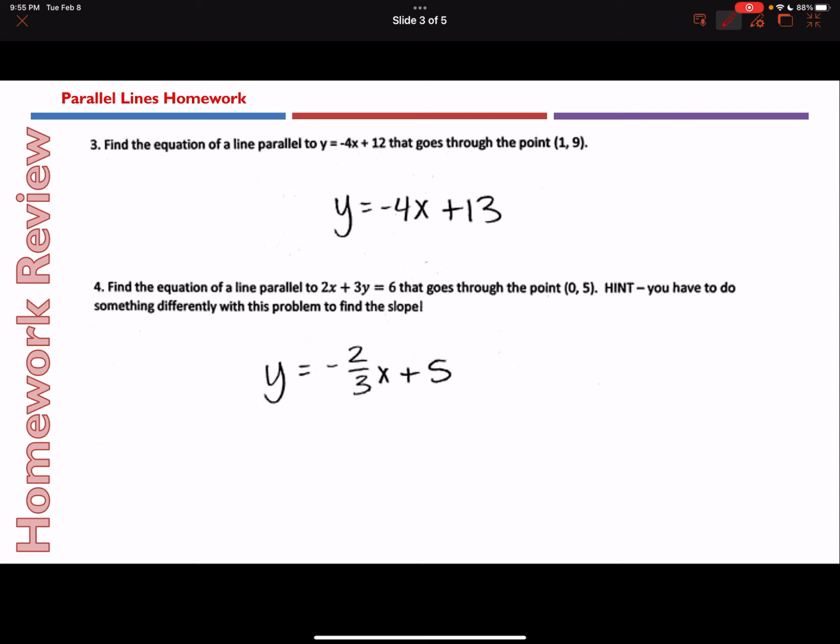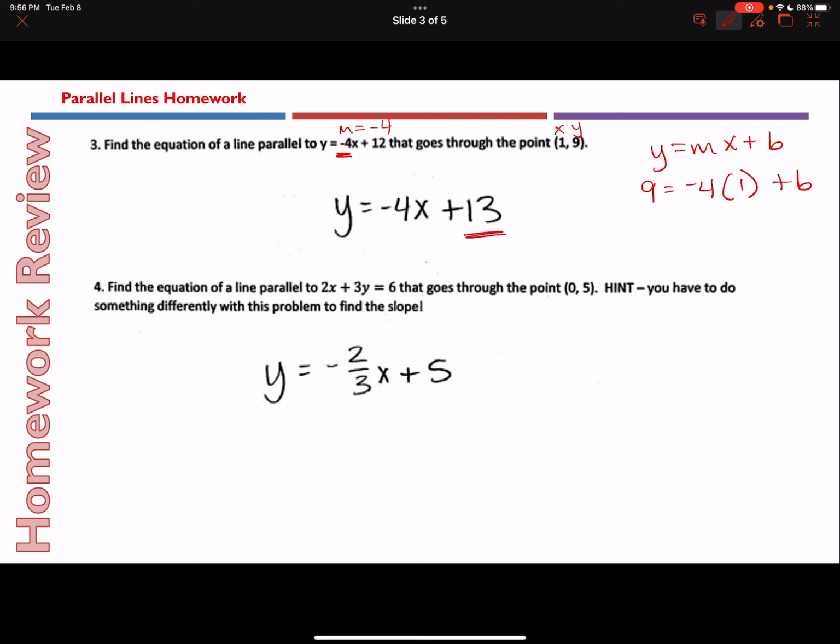All right, and then here's 3 and 4. So very similarly, here's your m, right? Parallel lines have to have the same slope. Here's your x, here's your y. You plug in y equals mx plus b. So it'll be like 9 is equal to negative 4 times 1 plus b. Solve for b and you get 13.